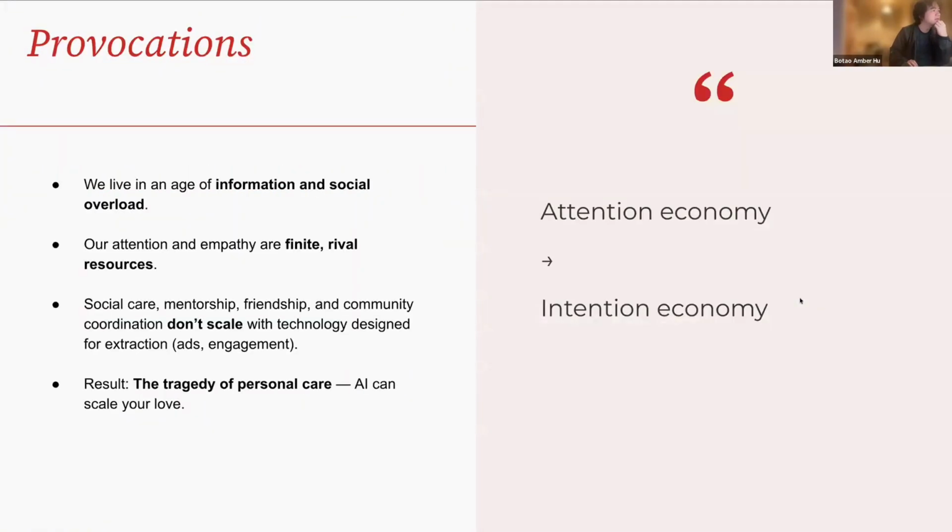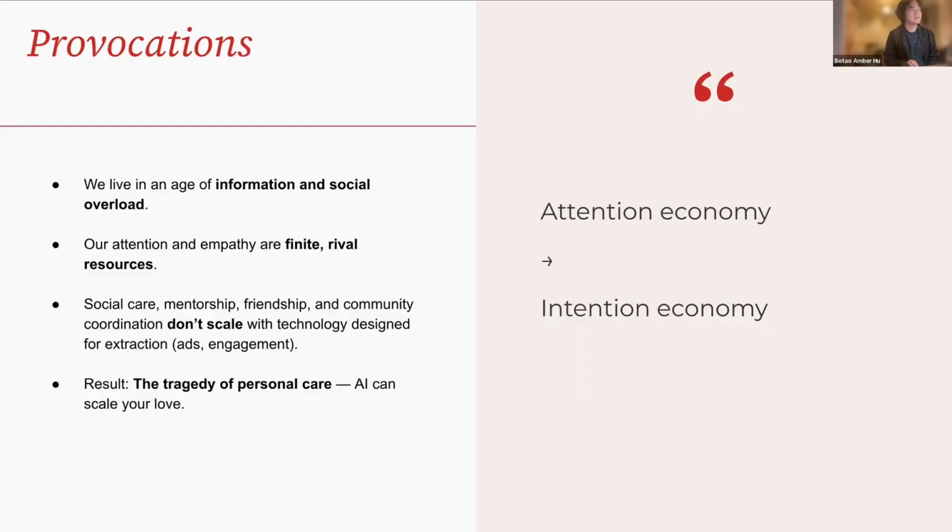The provocation is we're living in an age of information and social overload. Our attention and empathy are finite, so they are a rival resource. Our social care, mentorship, friendship, and community coordination don't scale with technology designed for extraction. For example, a lot of social media doesn't really scale my care. I'm just getting a lot of information pushed by other people. So it's a tragedy of personal care. Can AI help me scale my love?